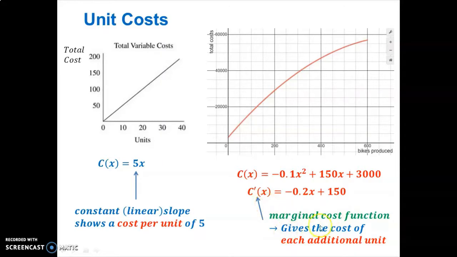It is the cost of each additional unit. So we can find the marginal cost by using the derivative, plugging in the value of x, and then we say that's the cost of that extra unit. Then we go to another point, plug that into the derivative, that's the extra cost for that unit. And that's how that works. So there you can see the slopes getting smaller over time.